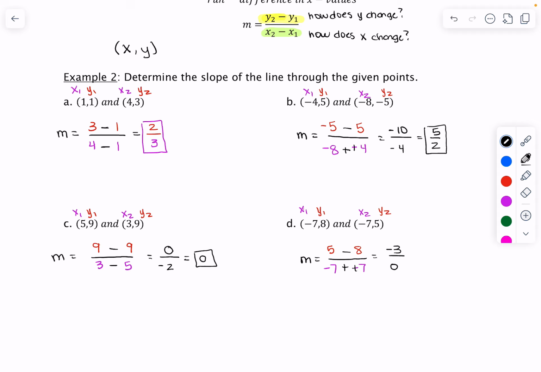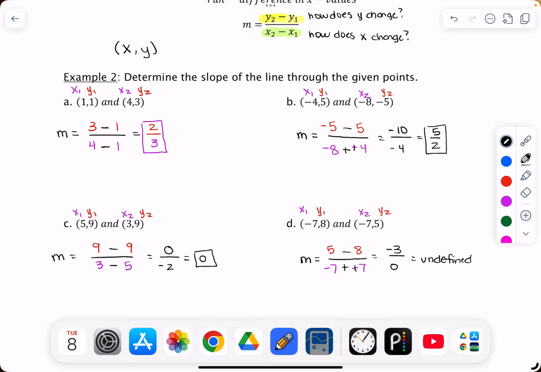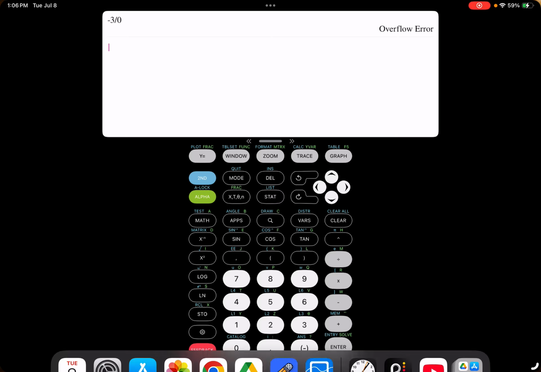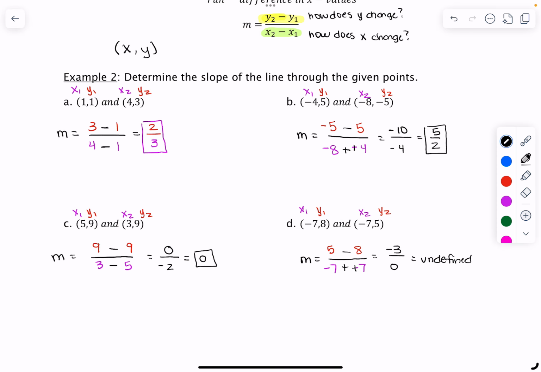Now all of a sudden I have a 0 in the denominator. And that should be a big red flag. When we have a 0 in the denominator, that is undefined. We cannot divide by 0. And if you were to test this by putting it into your calculator, -3 divided by 0, the calculator should pop up with an error. This says overflow error. Your calculator might say other type of error, but it should give you an error. You can't divide by 0. That's a big clue that, hey, this is undefined slope. This line will be a vertical up and down line.